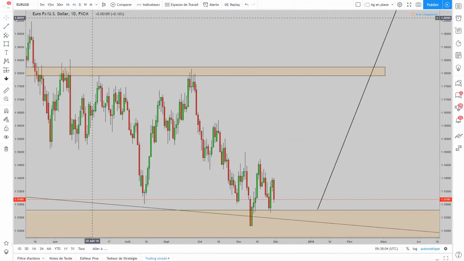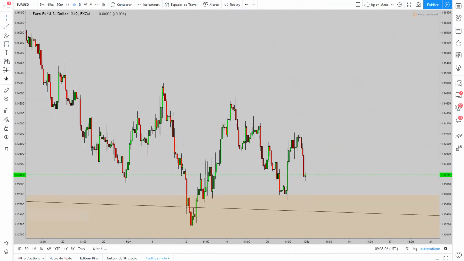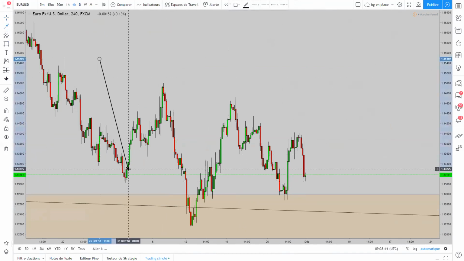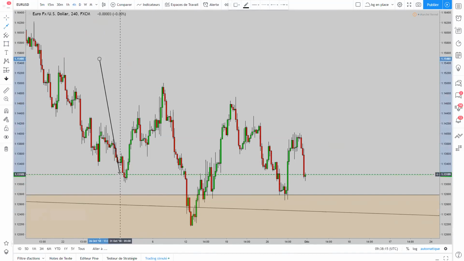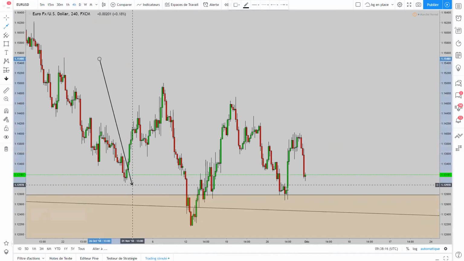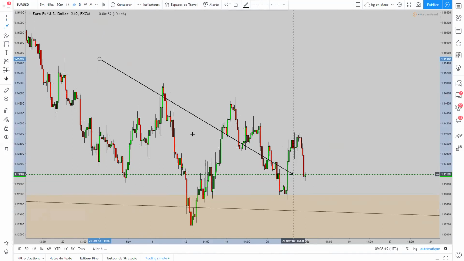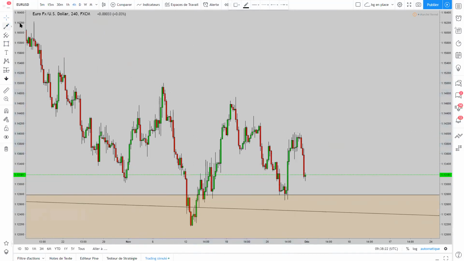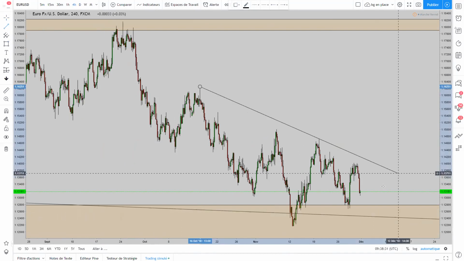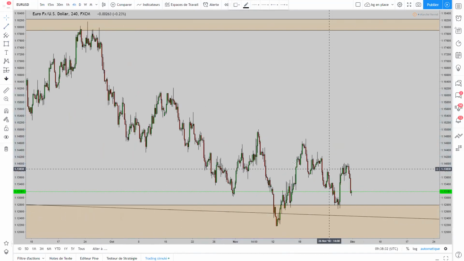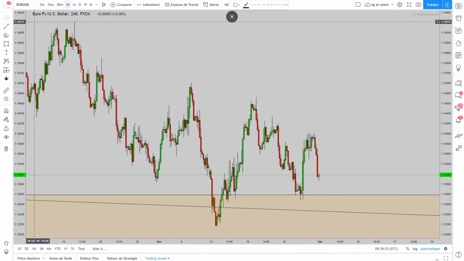In the 4 hours it could be clearer. We have a kind of inverted head and shoulders: left shoulder, head, right shoulder. No, it doesn't work. What was the good trade to take on EURUSD?